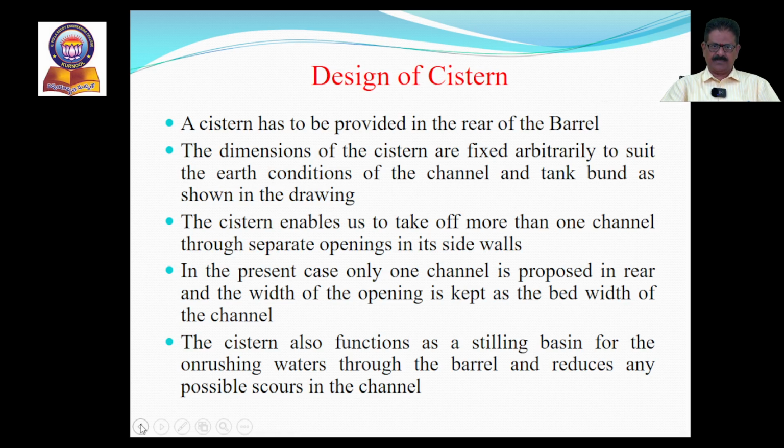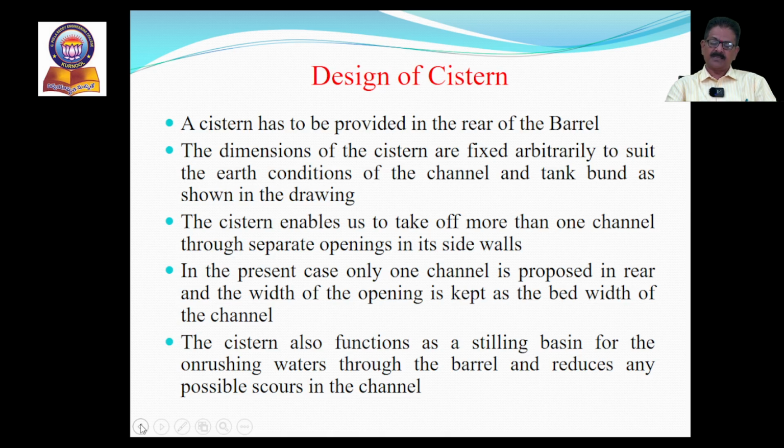The main purpose of the cistern is to enable us to take off more than one channel through separate openings in its side walls. Generally, from a single tank sluice, we can supply water to one canal. In some cases, it may be required to supply water to more than one canal. In such a case, we need to provide the cistern, and we can distribute that water through the cistern.